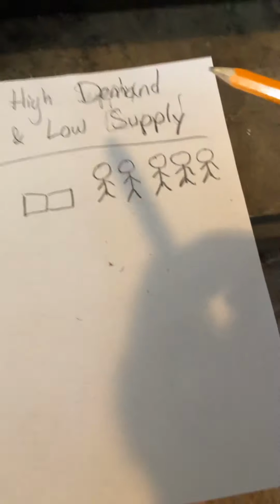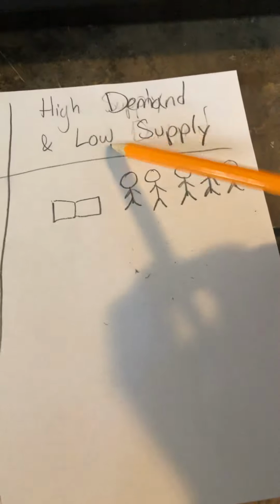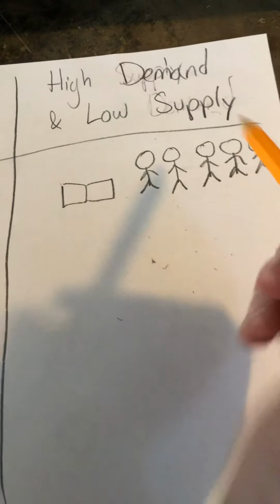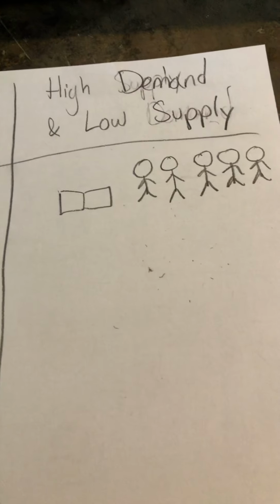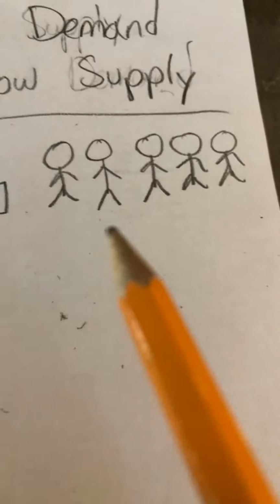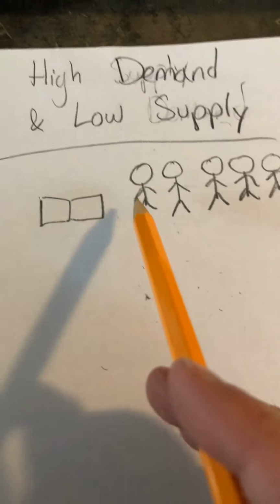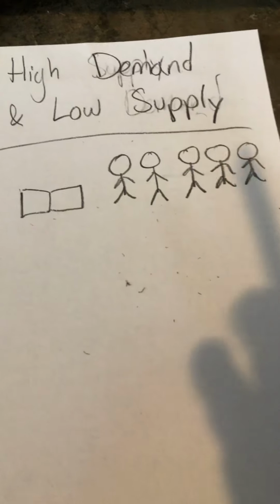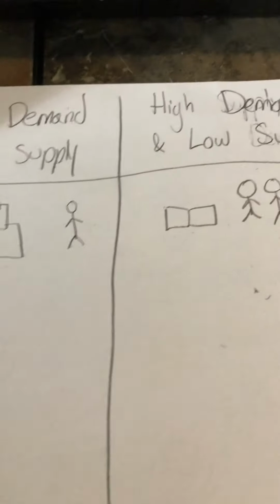Then there's the other way around. High demand and low supply. Low supply means there's not very many of those boxes left, not very many of that good. But there's a whole lot of people that want those. So 2 people can come get a box each, but there's still going to be 3 people that didn't get to get their box because they're sold out.